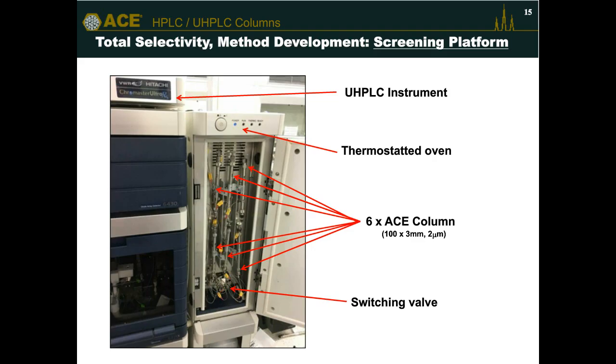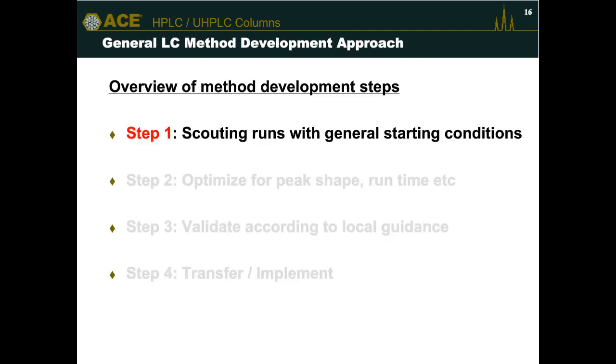Now the example that I'm going to show you is based on our standard approach. So here's an overview of the method development in general. Step 1, we perform some scouting runs with general starting conditions using a combination of the 6 columns and 2 solvents. Then if we don't get an option for separation from that first systematic screen, we move into the optimization of the separation or for peak shape and runtime and so on. Then we can validate the method, and then we can implement the method for sample analysis.